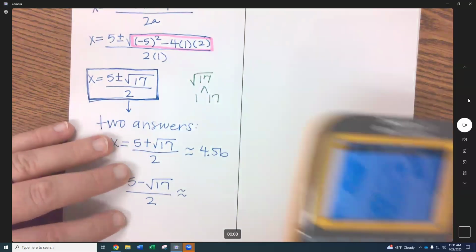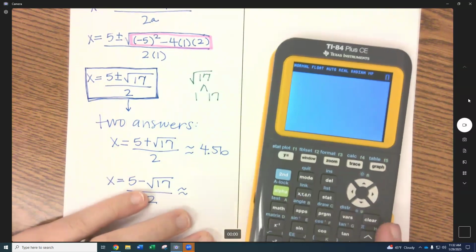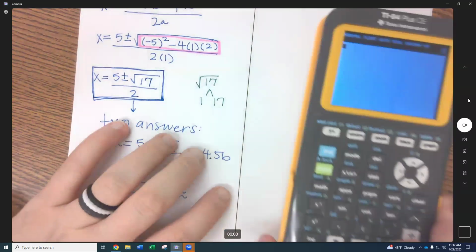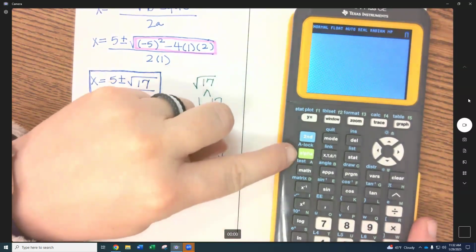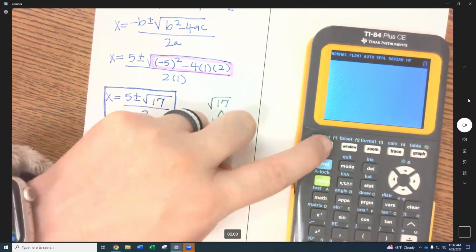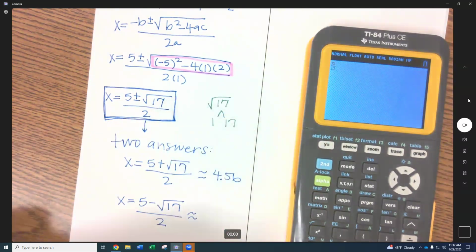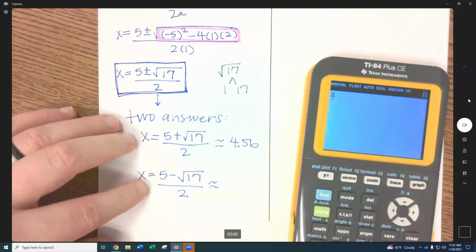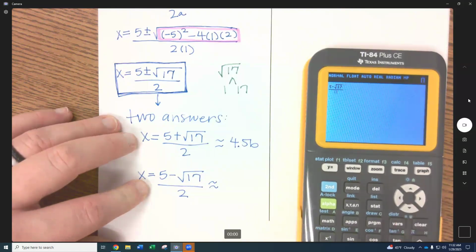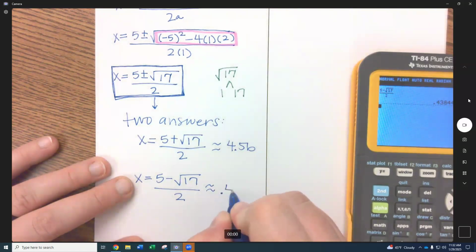If you have the 84, you have a fraction button as well. If you hit alpha, which for my calculator is this green button, but it's under a second. So hit alpha y equals, you also have an N over D button. I'm going to hit my fraction key and then type this in the way I see it. So 5 minus the square root of 17, arrow down all over 2. And this is about 0.44.